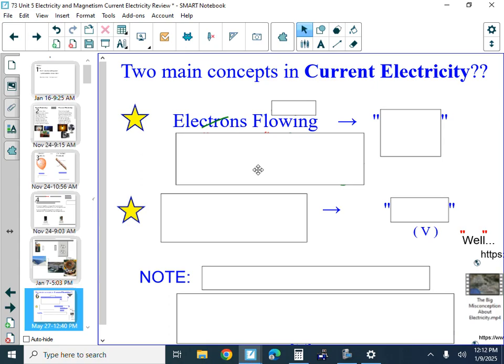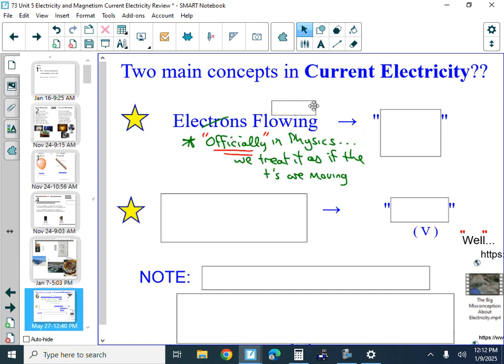So the main concepts in electricity, and I do this twice in this lesson, unfortunately, are electrons flowing, which is current. Just to let you know in advance, in physics they historically talked about the flow of positive charges. Quite literally, they knew about electricity long before they knew about the structure of the atom.